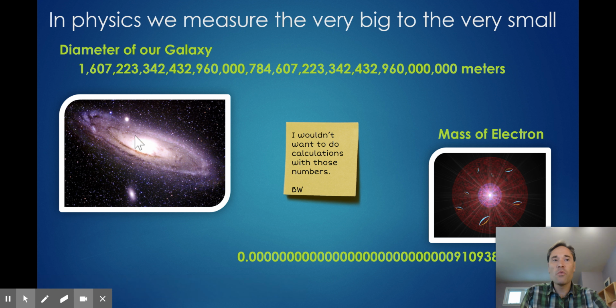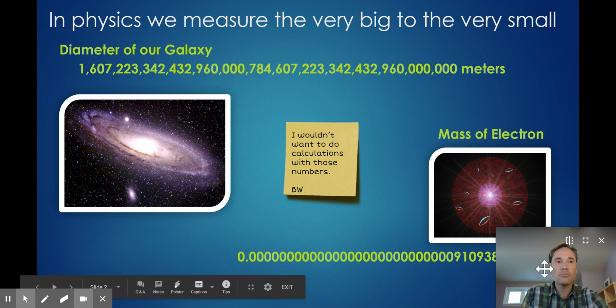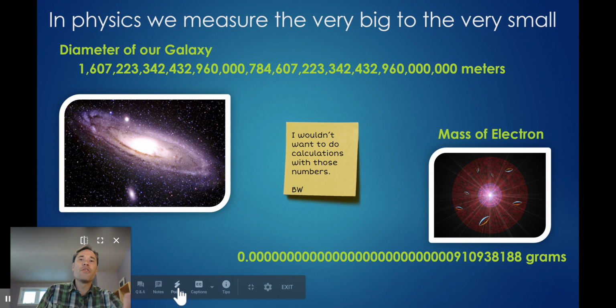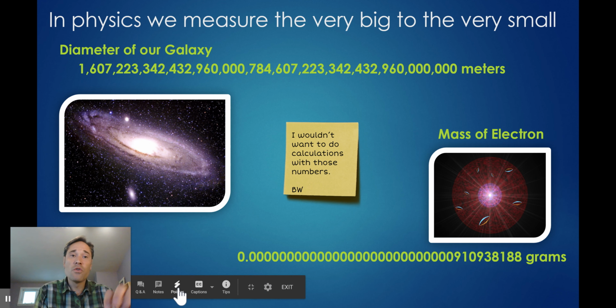In physics, one of the things that we end up doing is we measure numbers that are either really big or numbers that are really small.